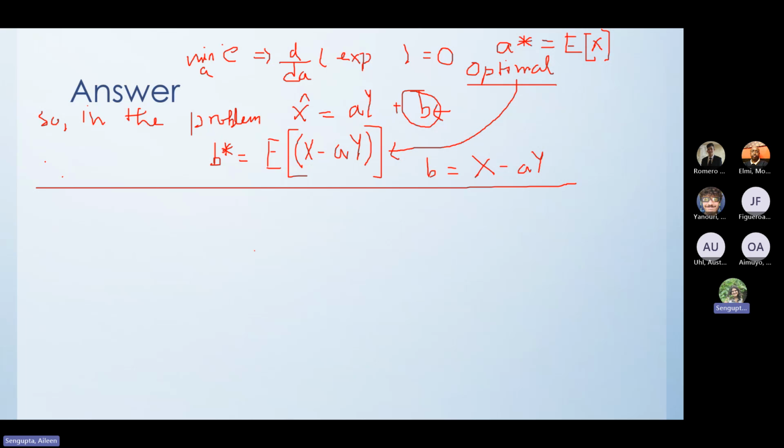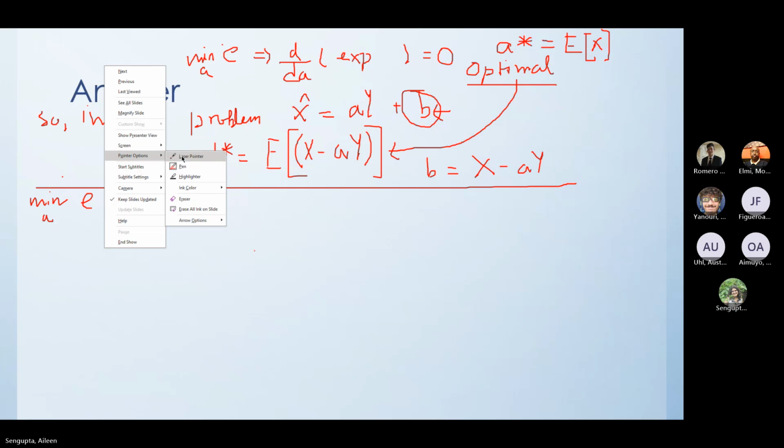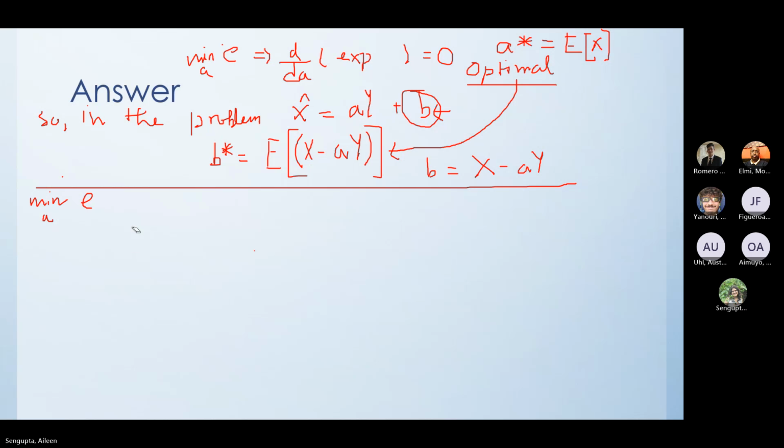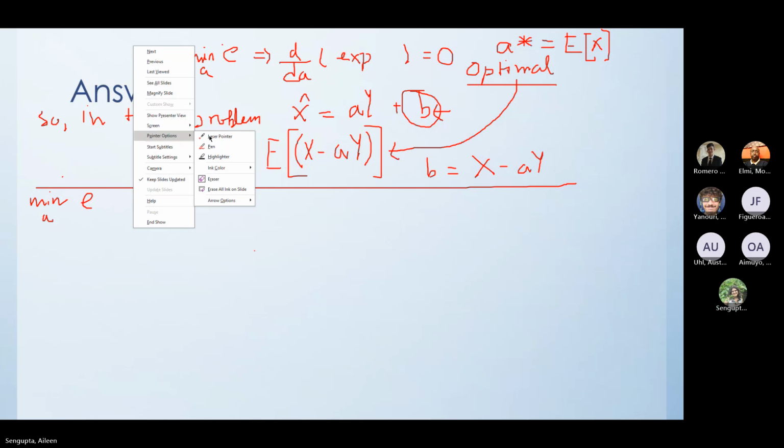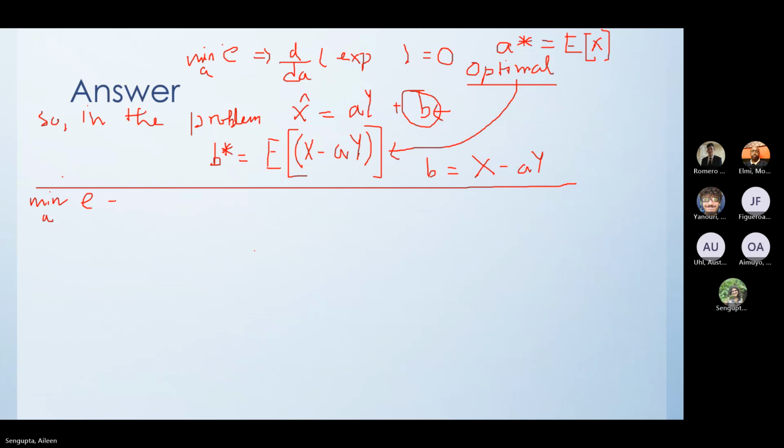So now comes the minimization part, okay? The minimization of the error signal with respect to A, because B is completely done, all right? We found out the optimal value of B. So the error signal right now stands here.